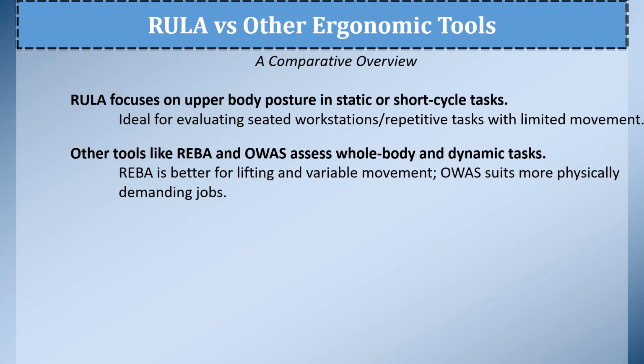Other tools like REBA or OWAS assess whole body and dynamic tasks, while ROLA is posture specific. Tools like REBA, Rapid Entire Body Assessment, assess whole body movement and are ideal for jobs involving lifting or shifting positions. OWAS is used for environments like construction or agriculture where large body movements are involved.